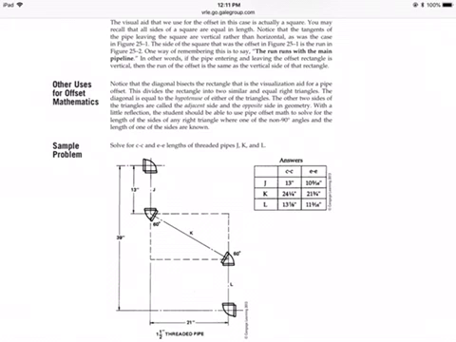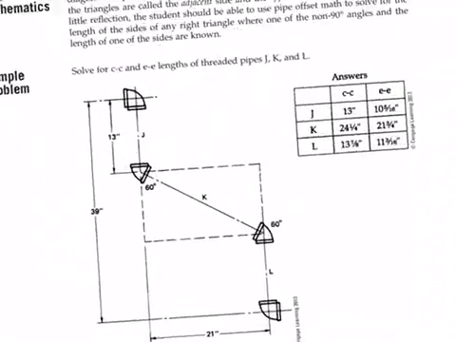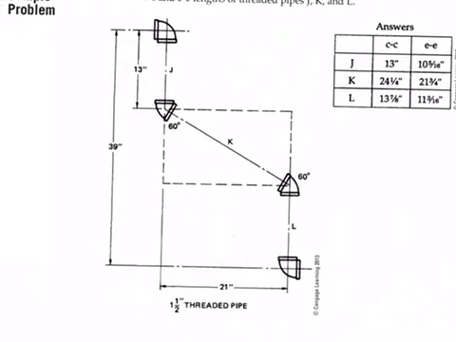So on the next page, we have a sample problem. It says to solve for center to center and end-to-end lengths of threaded pipes J, K, and L. Back in 1B, we spent a lot of time solving for end-to-ends using threaded, PVC, and copper. We are going to continue doing that, but we are going to change up the degree of the fittings in this unit. So the first thing we're going to do, I'm going to zoom in here to our figure.